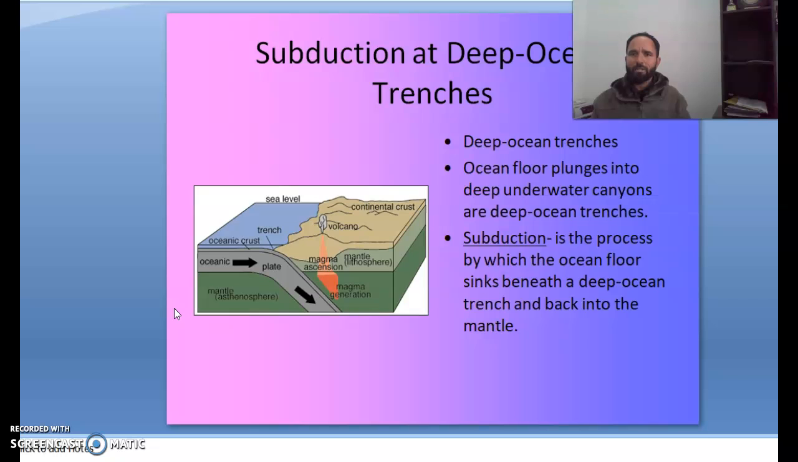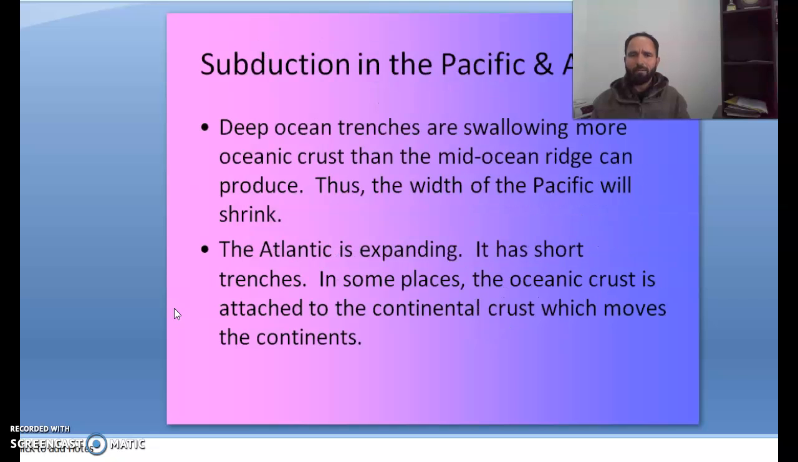Subduction at the deep ocean trenches. Deep ocean trenches plunge into deep underwater canyons. Subduction is the process in which the ocean floor sinks beneath the deep ocean trenches and back into the mantle. Subduction in the Pacific and Atlantic: deep ocean trenches are swallowing more oceanic crust than the mid-oceanic ridges can produce. Thus, the width of the Pacific will shrink, while the Atlantic is expanding. In some places, the oceanic crust is attached to the continental crust, which moves the continent.